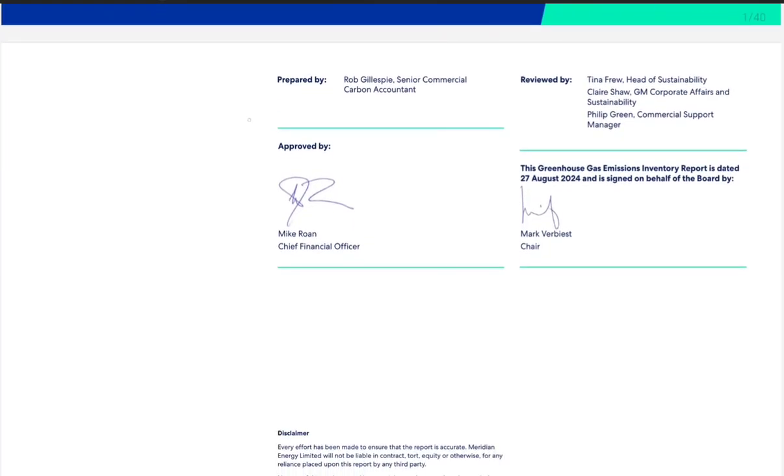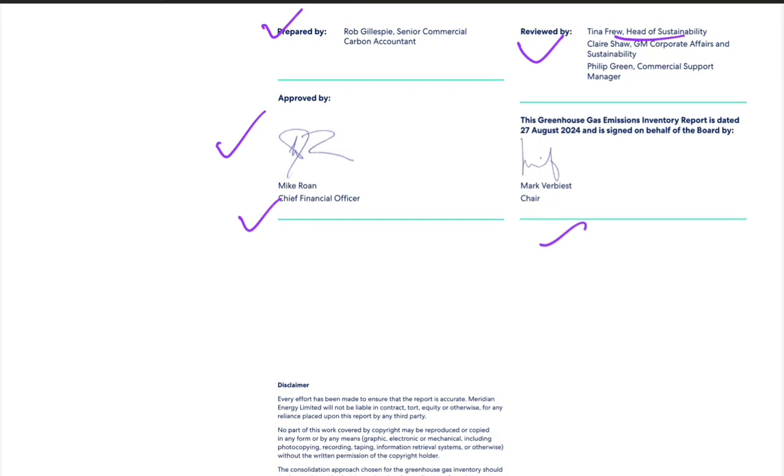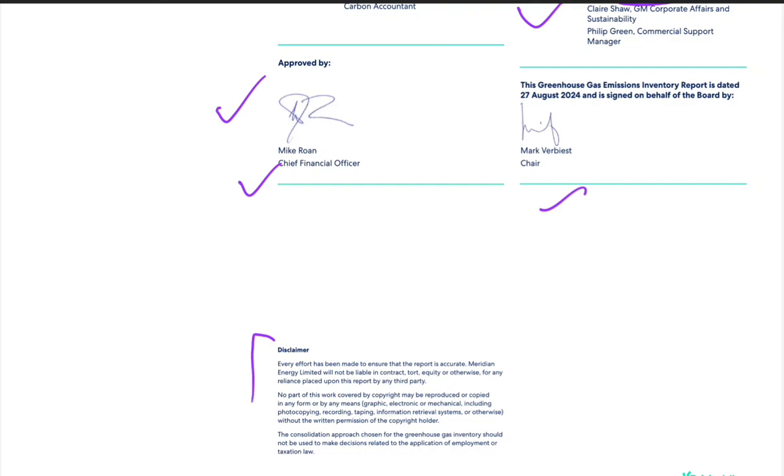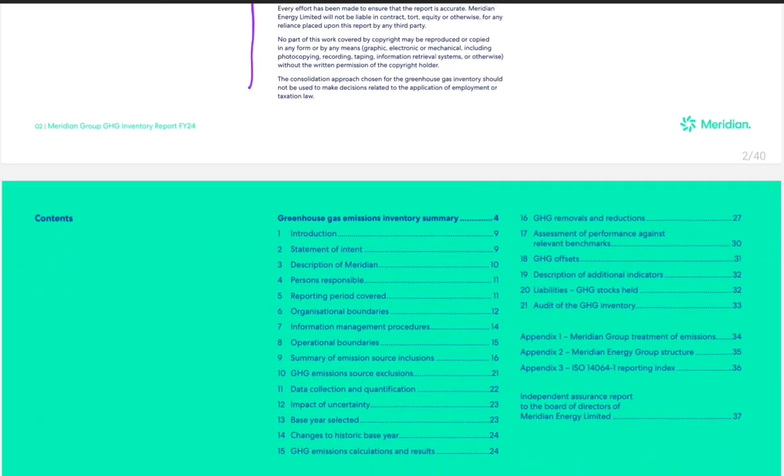Now, this report is prepared by, the details are available here. Who is the approver of the report: reviewed by head of sustainability, approved by chief financial officer, and other details are also available here. Okay, the disclaimer part.